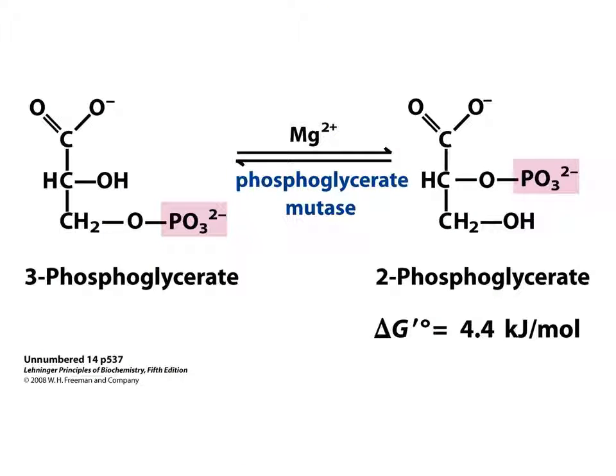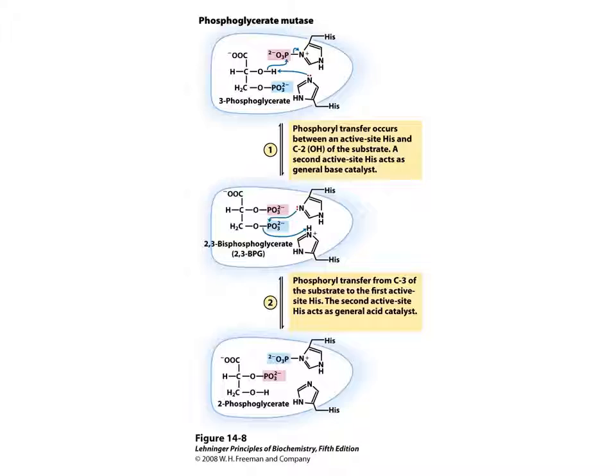The next step in glycolysis is the enzymatic reaction that takes 3-phosphoglycerate and transforms it into 2-phosphoglycerate. All it does is take this phosphate and put it on the second carbon from the third carbon. Now this enzymatic reaction has 3 major steps, and let's look at them one by one.